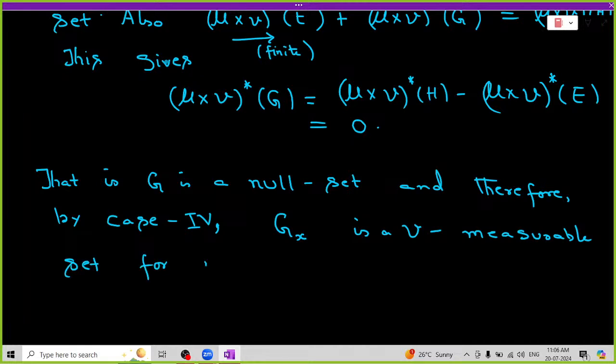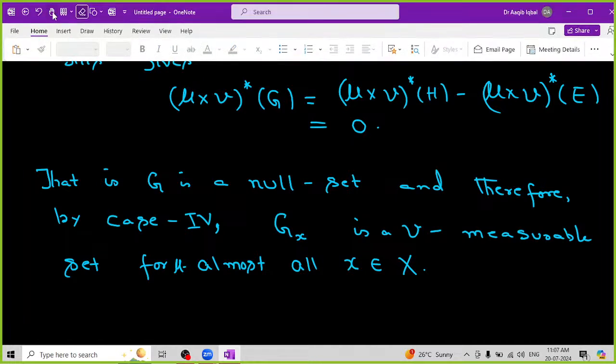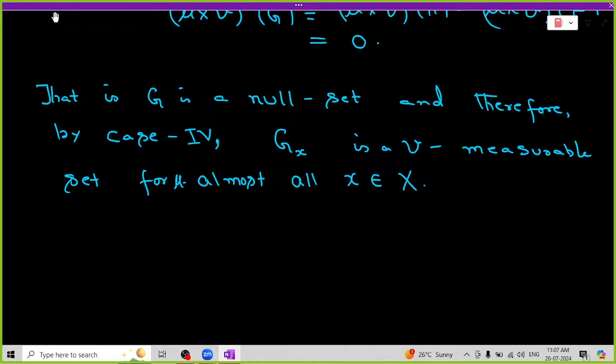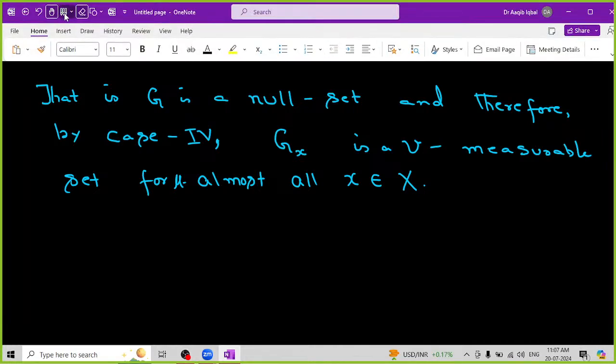for, in fact I should write for mu almost all x's in X, because this almost everywhereness will be with respect to the measure mu, so that is the reason I am writing mu almost all x's in X.